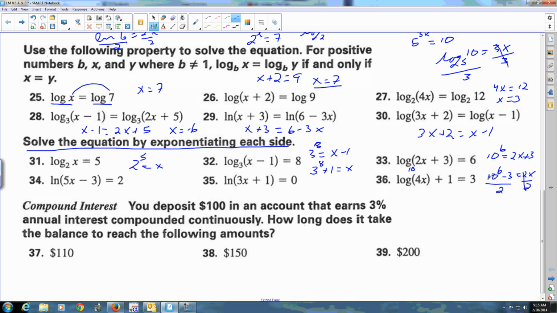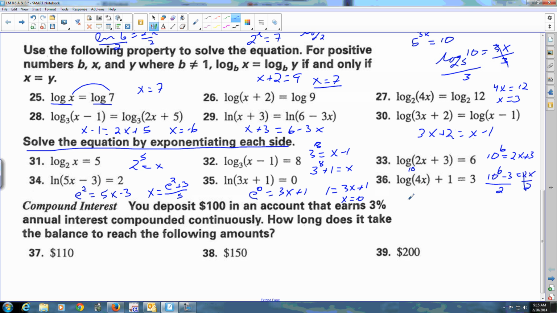And you cannot reduce this. That's it. You're done. The base is e, so that's e squared is equal to 5x minus 3. Add the 3, divide by 5. So x is equal to e squared plus 3 all over 5. The base is e, so that's e to the 0 is equal to 3x plus 1. Now, anything to the 0, except 0, is equal to 1. So 1 is equal to 3x plus 1. Subtract the 1 as 0, divide by 3, and you still get 0. So x is equal to 0.